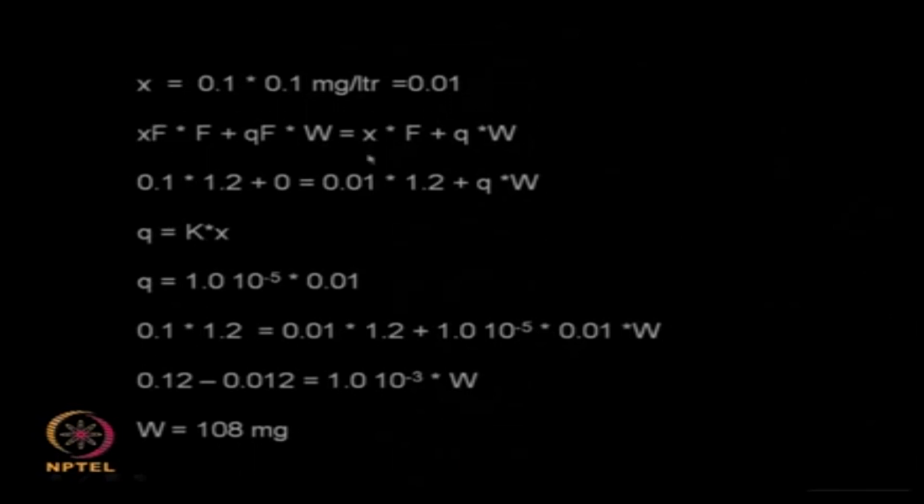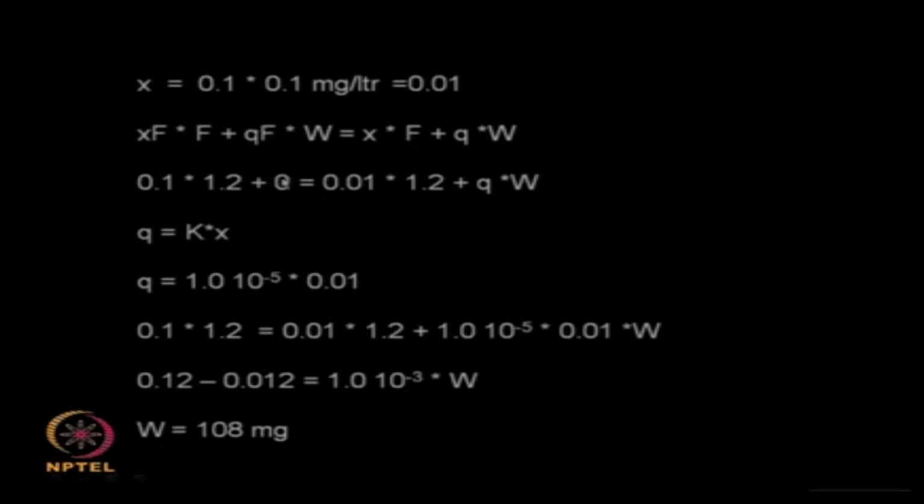Now, this is your mass balance: Xf into F, that is the quantity of the solute in the feed; X into F, that is the quantity of the solute in the exit or effluent stream; Qf into W, where W is the amount of adsorbent you are adding, this is the quantity of the solute coming from the adsorbent; and Q into W, where Q is the concentration of the solute in the adsorbent, this is the quantity of the solute leaving with the adsorbent. Because you are adding fresh adsorbent, Qf is 0.